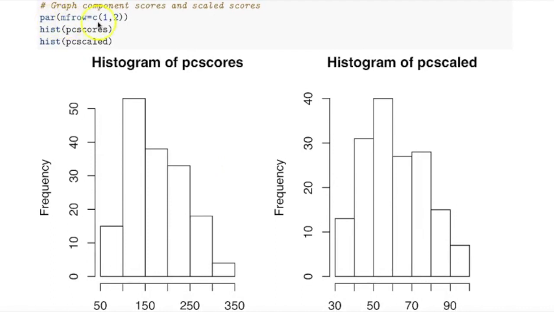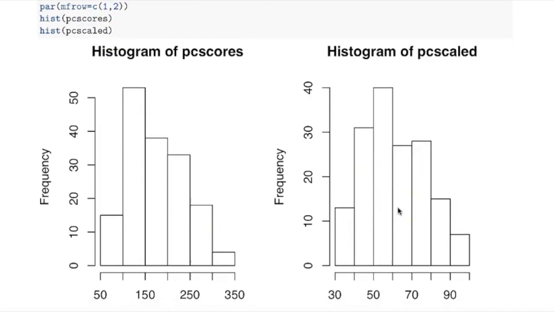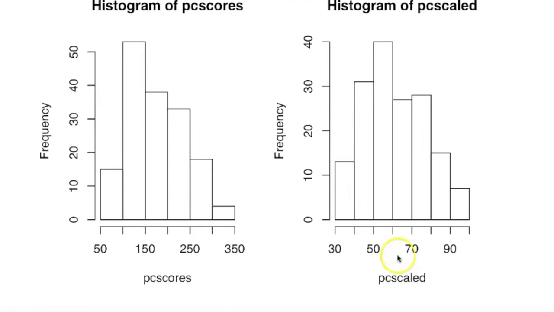So this par mfrow is just telling R to put the 2 graphs next to each other, 2 in the same row. And then just a histogram for PC score and a histogram for PC scale. You can see the shapes are not that different. This one actually looks a little bit more normal than the raw scores. But really what changed is just the x-axis. We changed that to go from 0 to 100 instead of 50 to 350, which we wouldn't be able to say what's a good score.